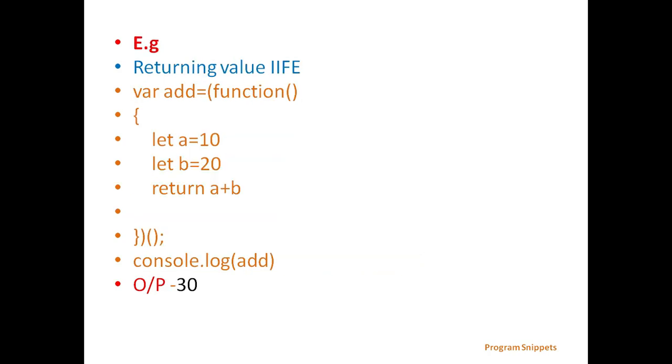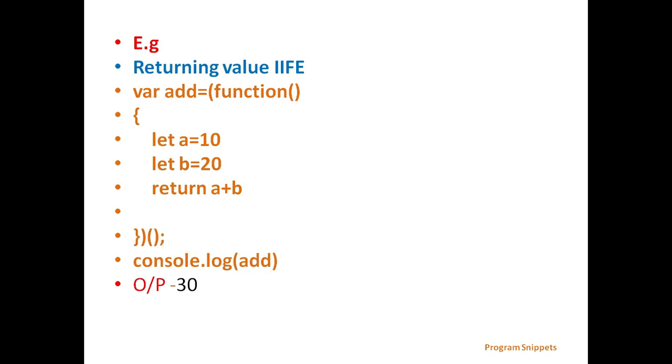We can return a value from this immediately invoked function expression. For this, while defining the function, we will assign it to a variable. So here we have defined a variable add, and we will assign a function to it, and inside the function we will define a equal to 10, b equal to 20, and we will return a plus b. And when we print the value of add, it will give the output 30.